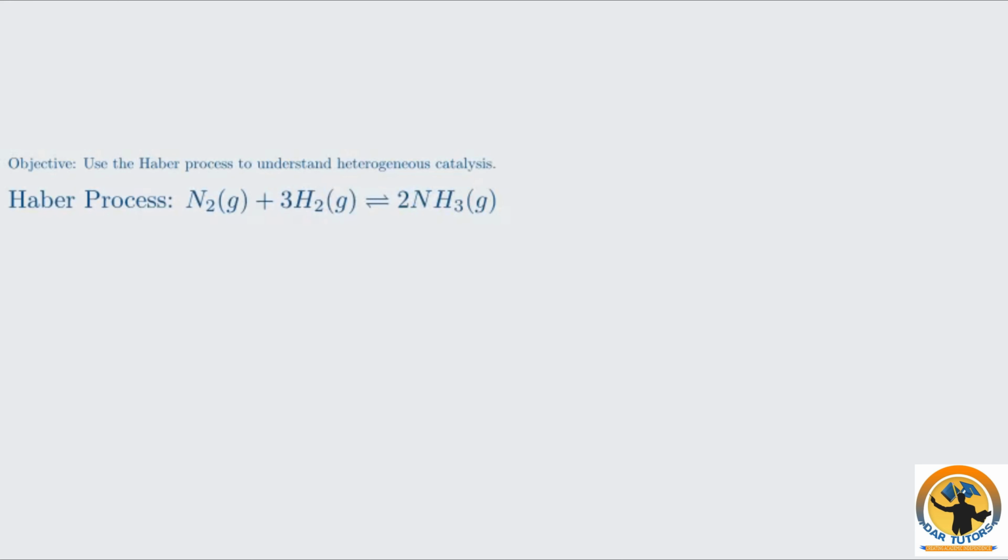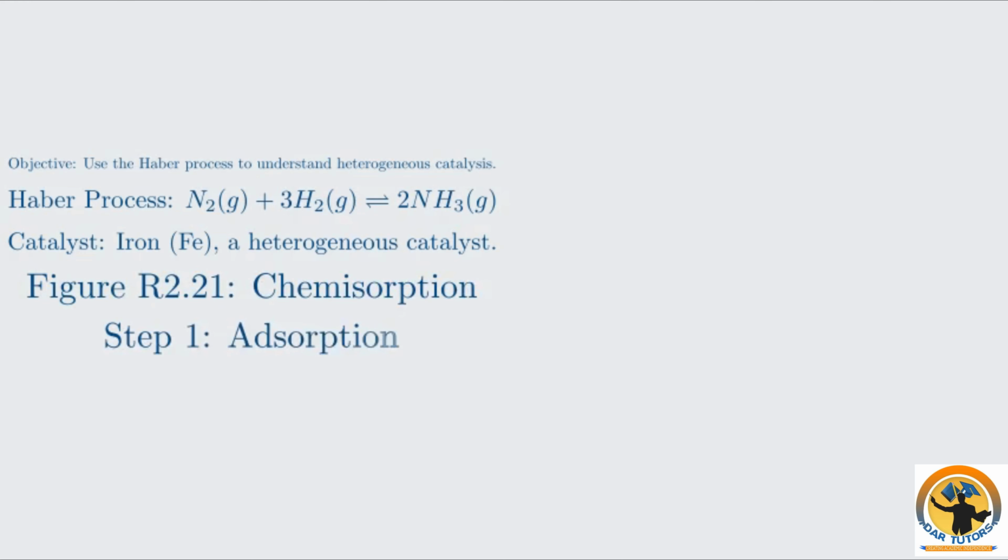The Haber process is the synthesis of ammonia, NH3, from nitrogen, N2, and hydrogen, H2. This is an exothermic reaction. It is heterogeneously catalyzed by a solid iron catalyst, which is often promoted by other substances like aluminum oxide. The reaction mechanism is thought to occur in 4 main steps at the catalyst's surface. First, we have adsorption. Nitrogen and hydrogen gas molecules land on the iron surface and stick to it. This is like they're being held in place.